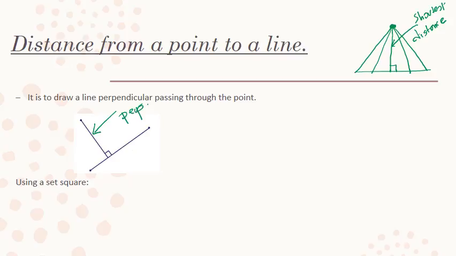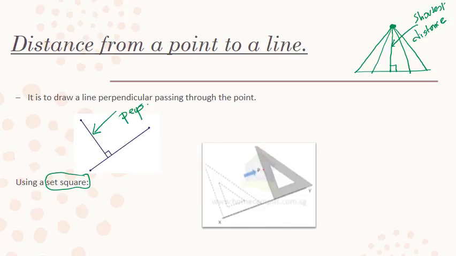Okay, but how can I know that this is perpendicular? I should use something called a set square. It's a geometric ruler. Using this ruler, I can draw exactly a perpendicular line. Look, how is it? See? So this is the ruler. This ruler has a short side and a long side.